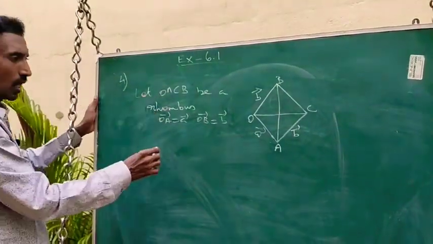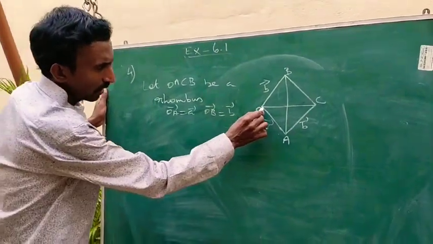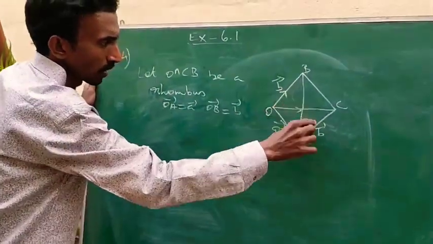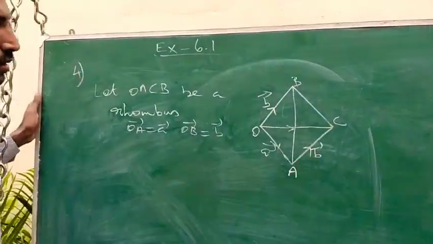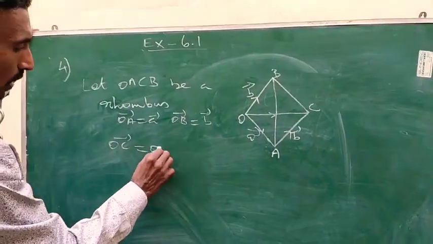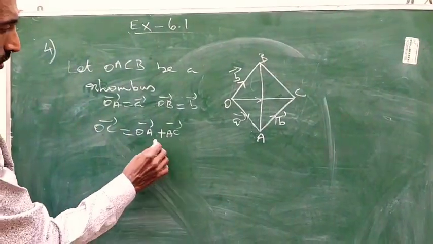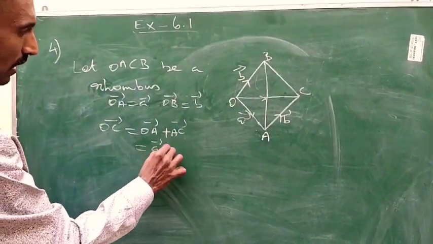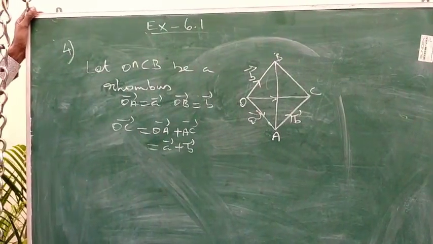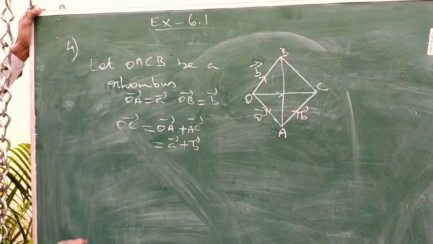Okay. Now consider this triangle OCA. So OC vector equals OA vector plus AC vector. So that is A vector plus B vector. Okay. OC vector equals A vector plus B vector.